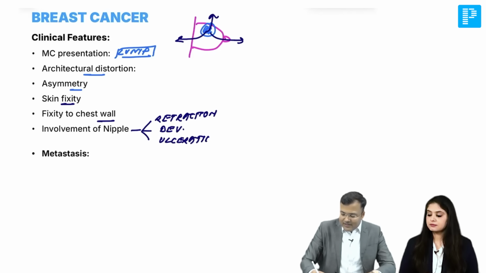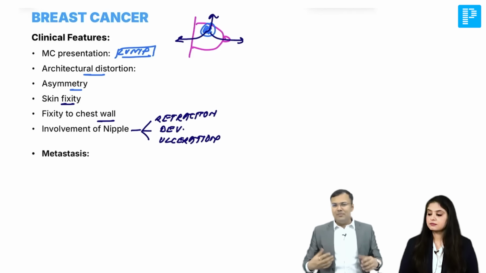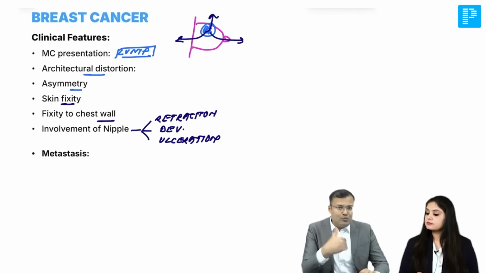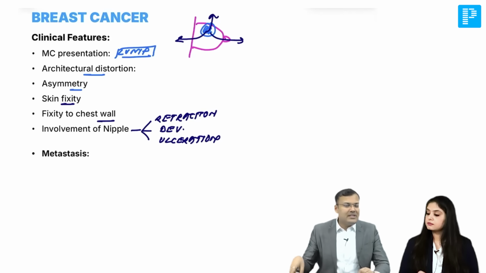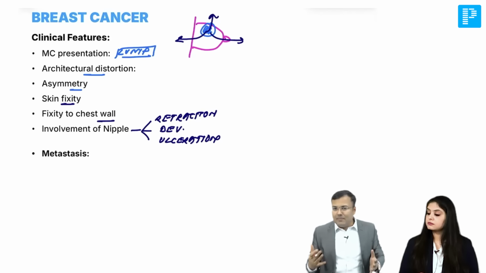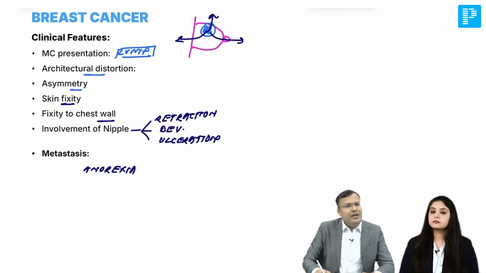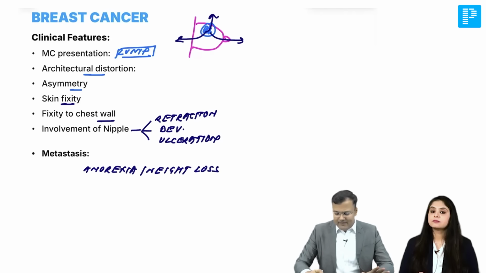Okay. After this, actually the patient has metastasis. Now see, if the patient has metastasis to bone, lumbar vertebra, what happens? Backache. Metastasis to brain, headache. Metastasis to lungs, patients have dyspnea. Metastasis to liver, jaundice. And over a period of time, because of cachexia, these patients have anorexia and weight loss. So these are the manifestations.